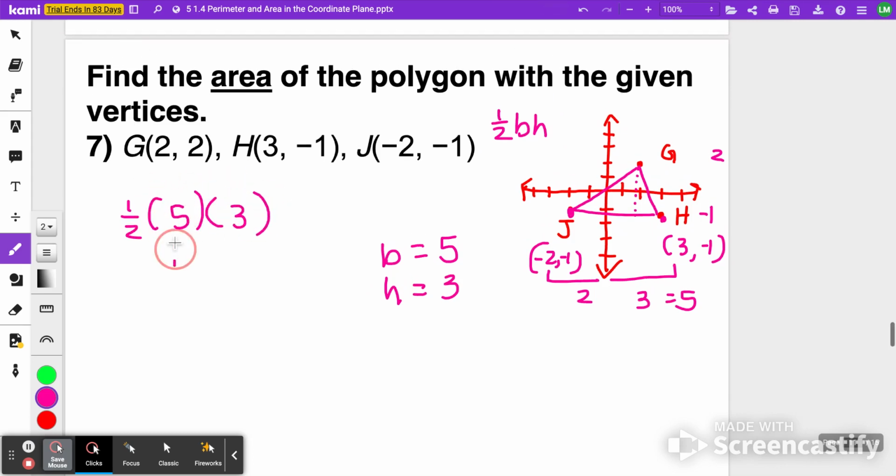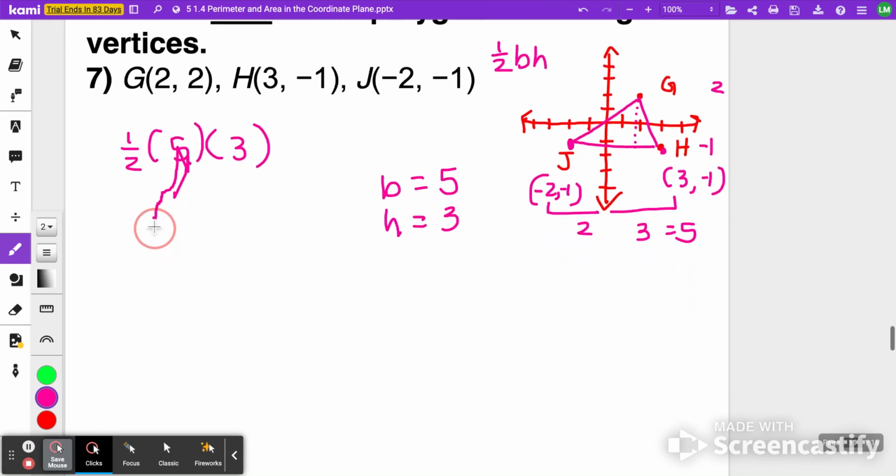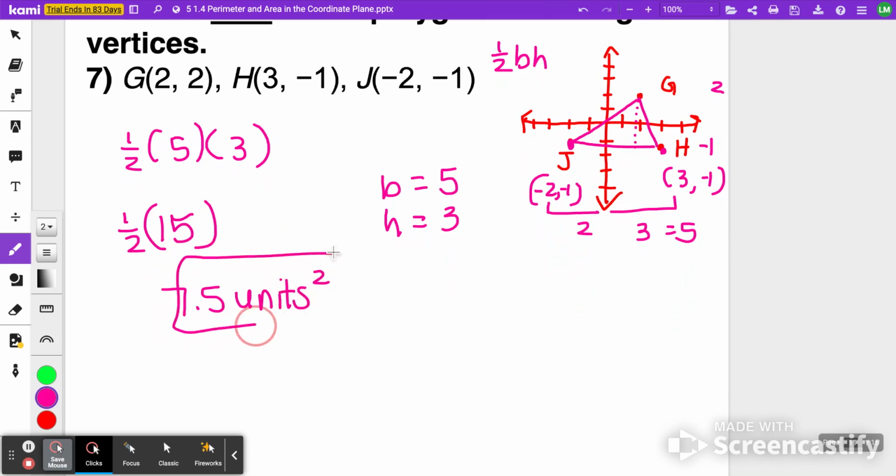I know 5 times 3 is 15. Whoops. Sorry about that. And I'm just taking 1/2 of that, which will be 7.5. So my answer for this one is 7.5 units squared.